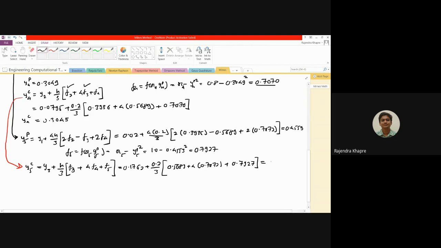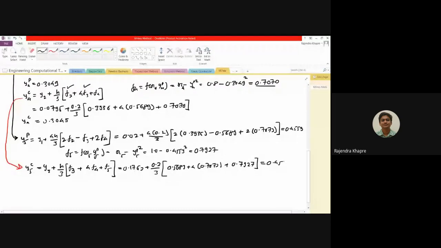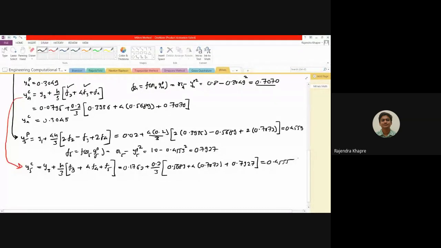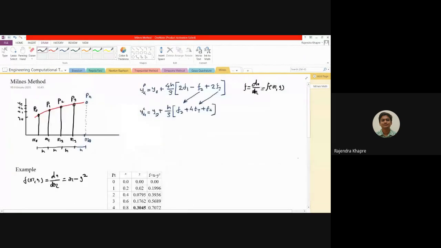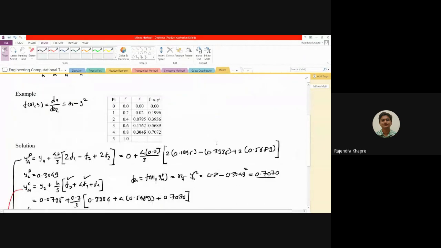0.4. Is it so? So the final answer here will be 0.45. In this way you have to proceed further and you can get the solutions. The method is simple.